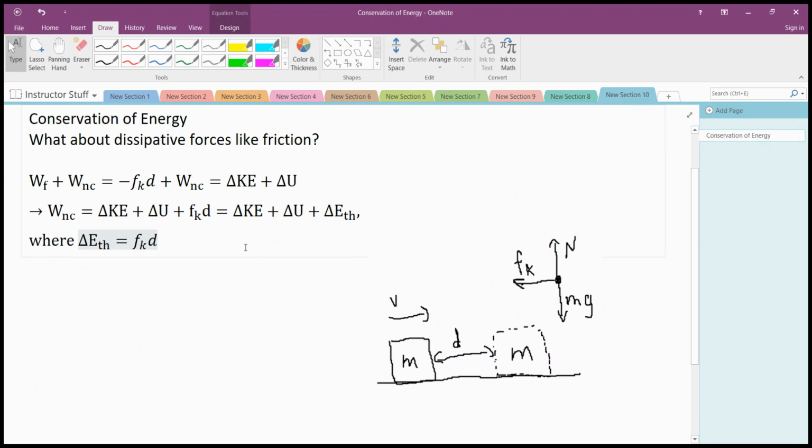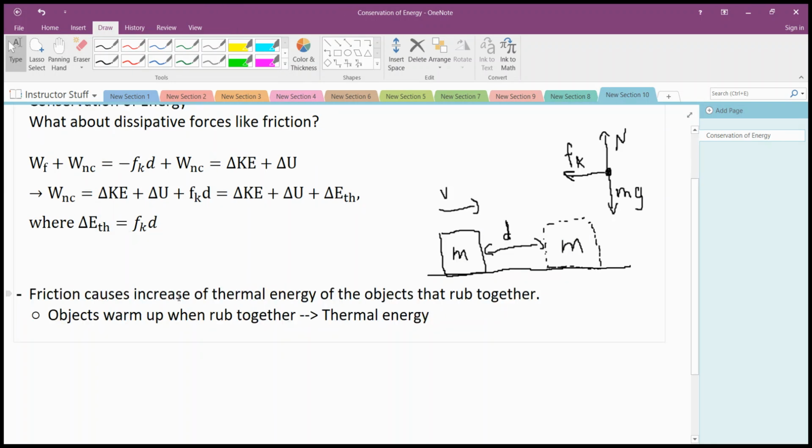So let's talk about this thermal energy a little bit. Friction causes the increase of thermal energy of the objects that are rubbing together. This is not just the thermal energy of the block, but the surface it rubs on, because as you know, when two objects rub together, they both get warmer. This means we have an increase of thermal energy of our block and the surface it is sliding on, of the two objects that are rubbing together.